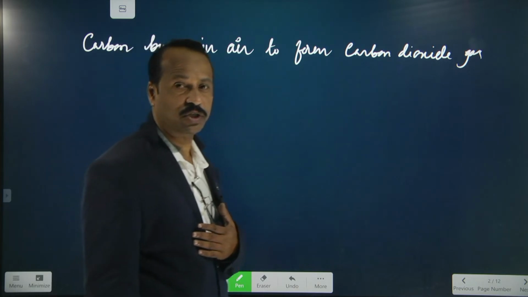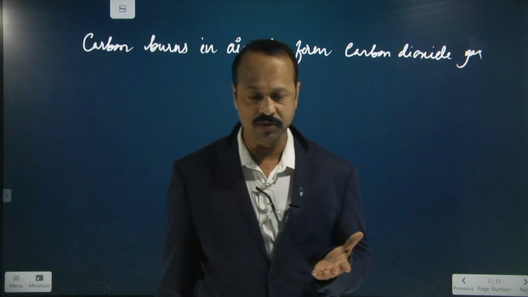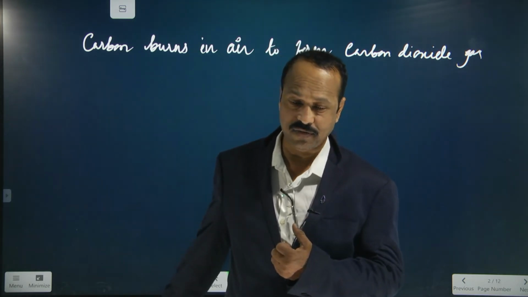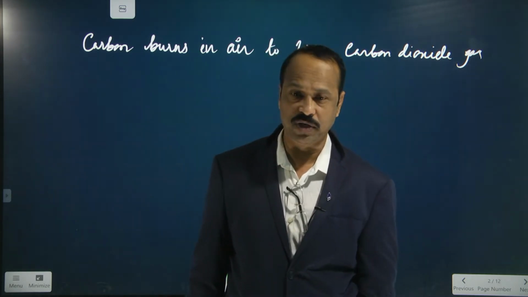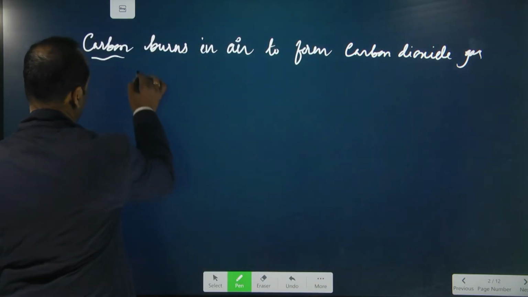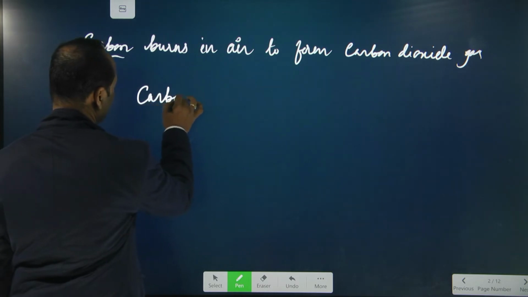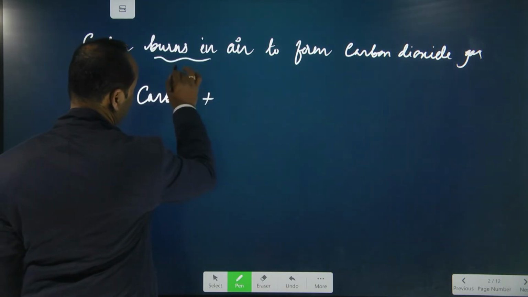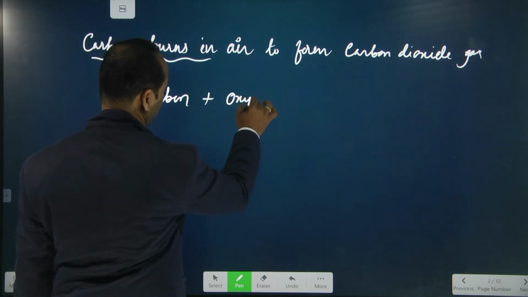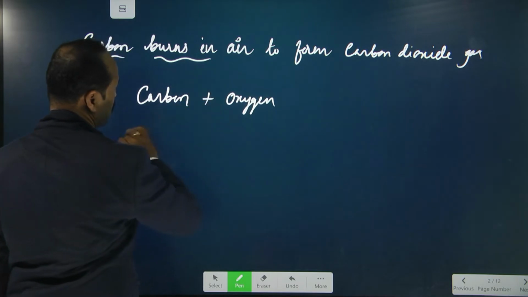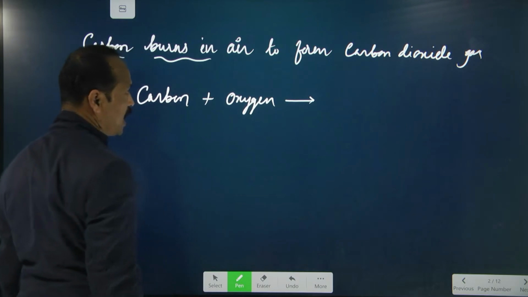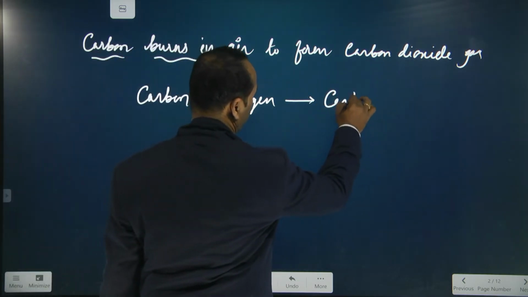In chemistry, you come across thousands of reactions, right? So every time it is difficult to write each and every reaction in this way. So that's why we write in short. How can we write here? This is carbon, so I'm writing carbon. Instead of burns in, I'm writing plus. For air, I'm writing oxygen. To form, I'm giving the arrow mark, and then I'm writing carbon dioxide.